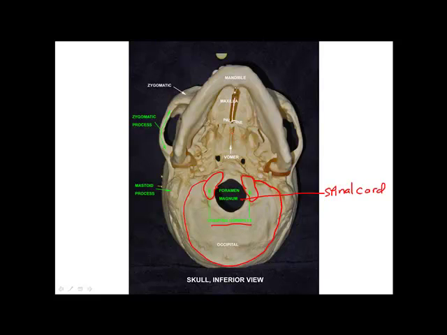Here's the vomer bone that I pointed out in that first slide. Right here, you can't get a good view of it. It's a bony process called the mastoid process. And then anterior to that, you're going to find these spiny processes, and this is called the styloid process. And you need to know this.